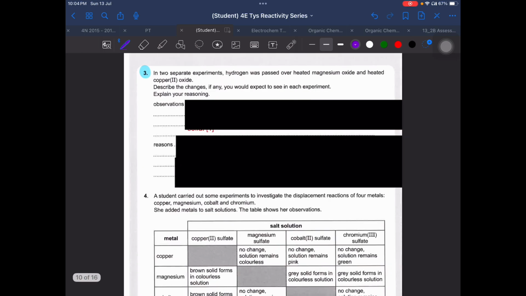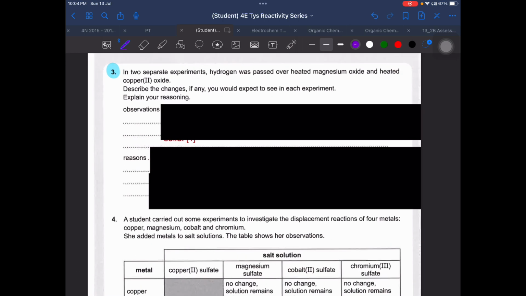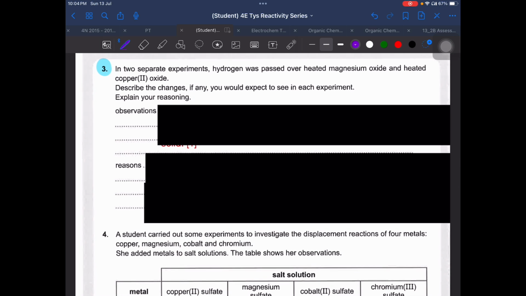So for question 3 now, if you read the question stem over here, they are talking about the reaction between hydrogen and that of magnesium oxide and copper 2 oxide. Now, if you recall what I mentioned earlier during the MCQ part, in this context, we are looking at the compounds of the metal. So, the more reactive a metal is, the more stable its compound will be.